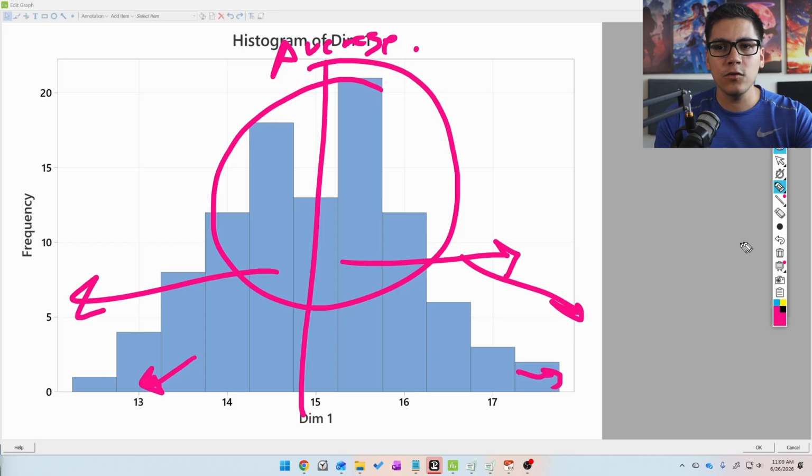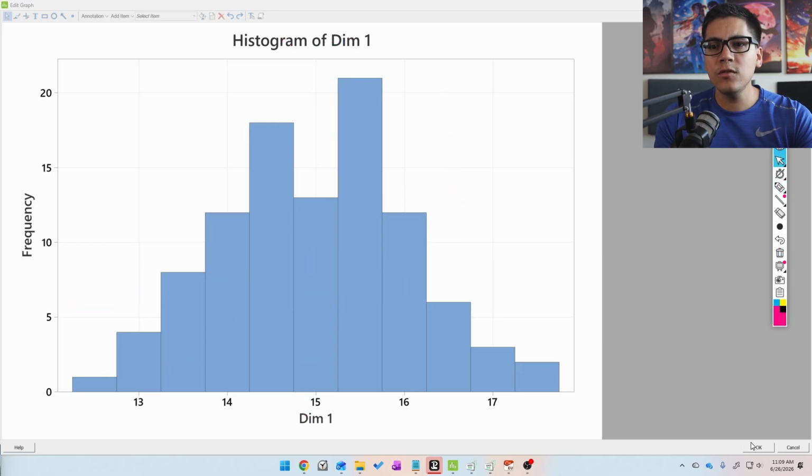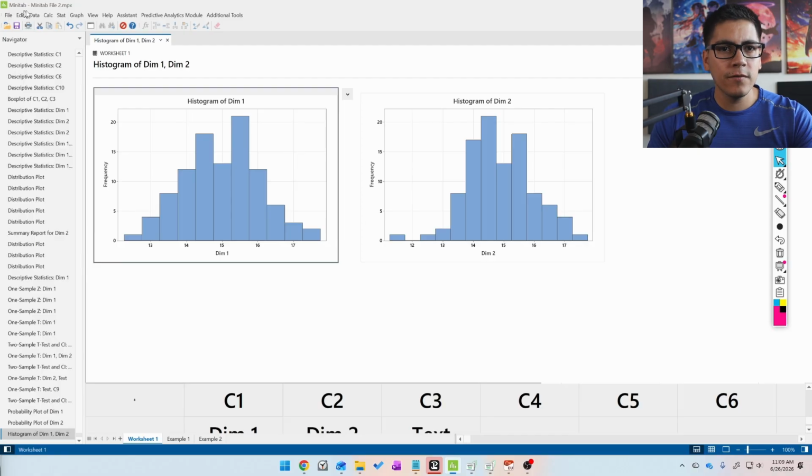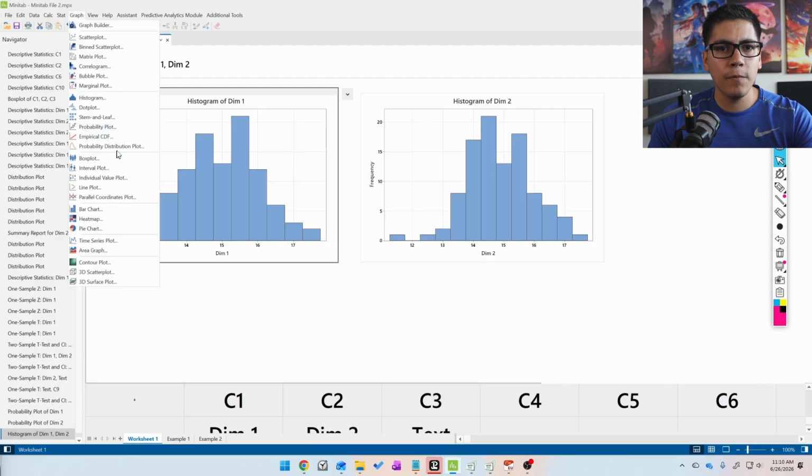It is not skewed. Now, how would skewed data look? We can visualize this with something that we call probability distribution plot, which is graph and this tool right here.